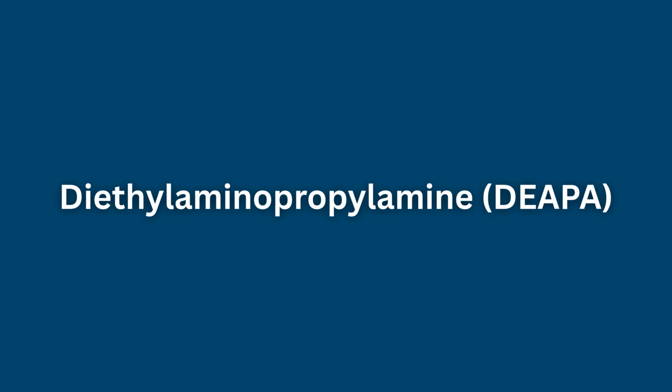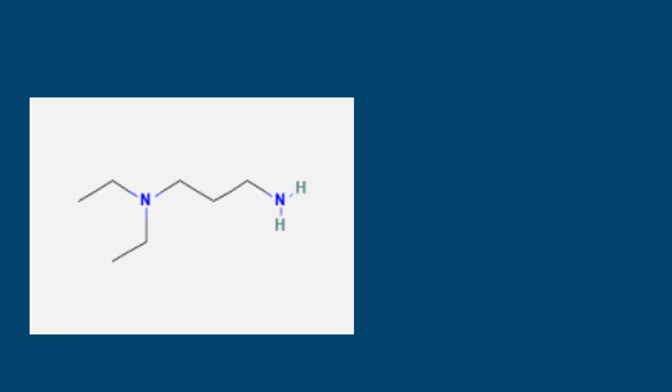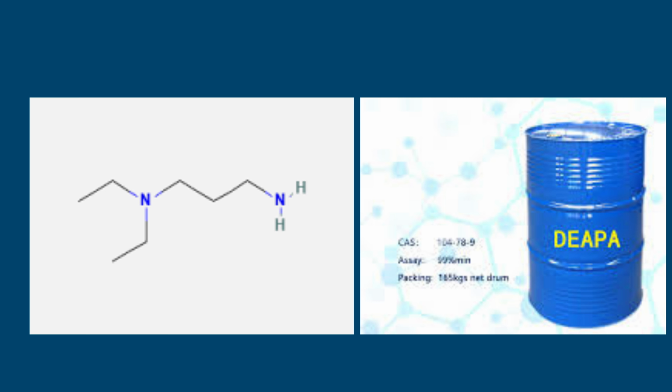Diethylaminopropylamine. Diethylaminopropylamine, DEAPA, is another aliphatic polyamine used in epoxy curing. This compound contains both primary and tertiary amine groups, allowing it to function simultaneously as a cross-linking agent and a catalyst. Compared with DETA or TETA, DEAPA produces systems with longer pot lives, typically several hours at room temperature, and lower exothermic heat generation. However, curing reactions proceed more slowly and often require elevated temperatures to achieve full conversion.